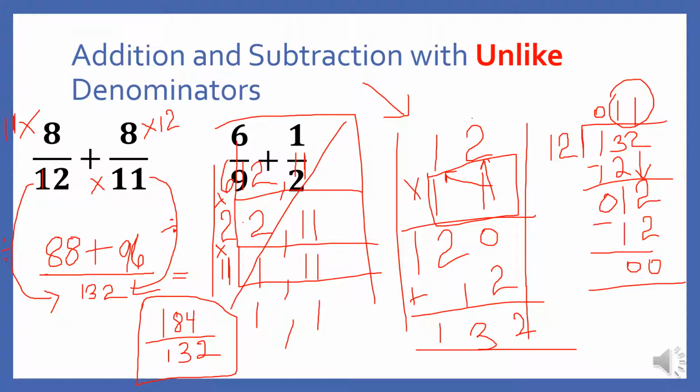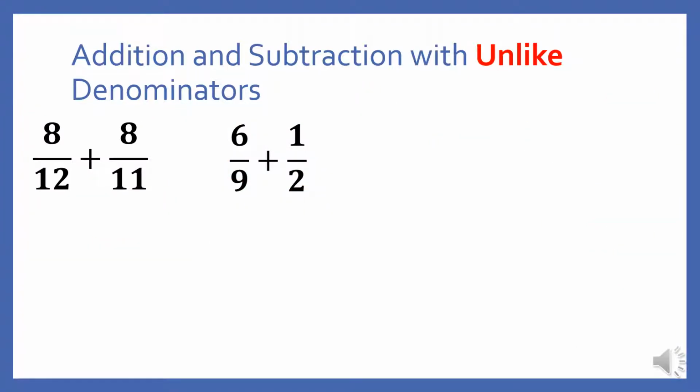Next question. 6 over 9 plus 1 over 2. Another fraction to add. And what is the rule of thumb? I must have common denominators. Do I have common denominators? No, I don't. So I must find the LCM. What am I finding the LCM of? I'm finding the LCM of 2 and 9.